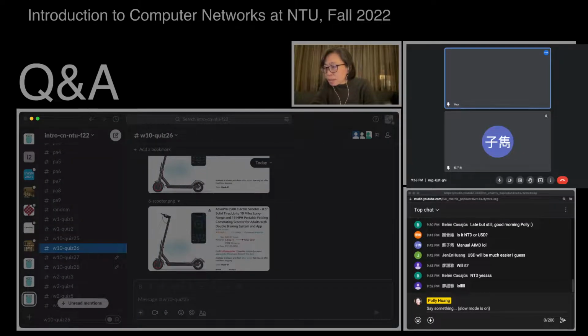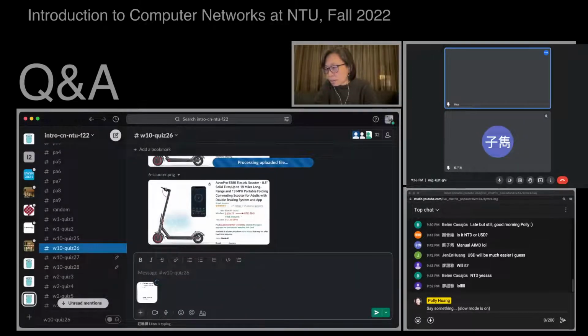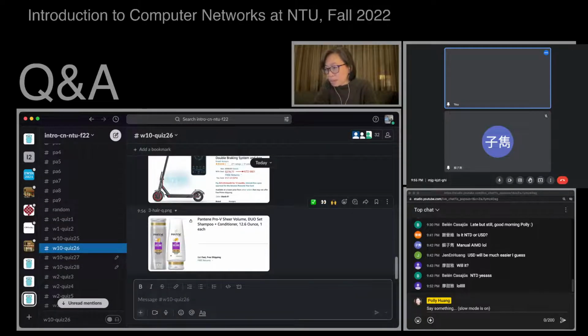So let's see what. Okay, so this is essential. Let's do this. So guys, you all have another chance to win at least 500 points or potentially 20 points. Okay, so here's the item. It's a shampoo conditioner set from the brand name Pentium. It's the Pentium Pro V sheer volume dual set. Each is 12.6 ounce. Now guys, start guessing.